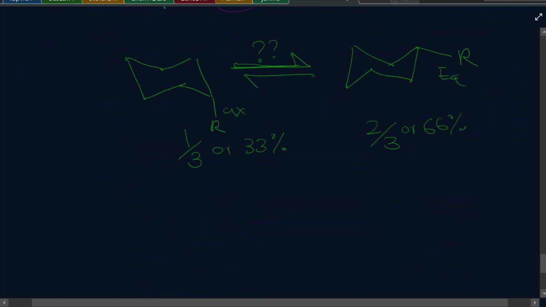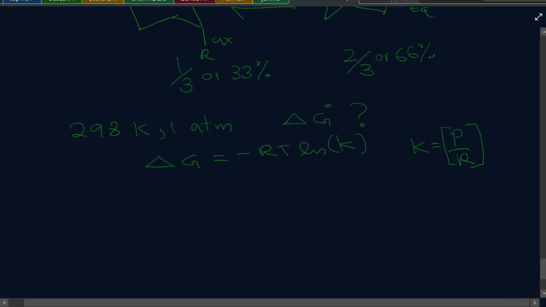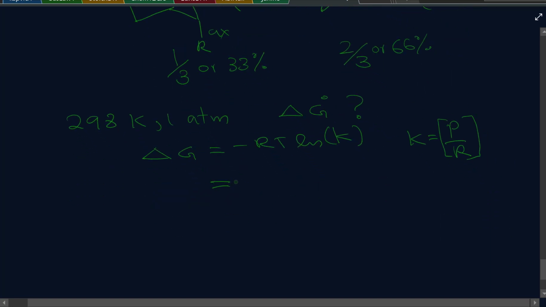I'm going to use the fractions just to show you the simple math, but you can plug in the percentage as well. The given conditions in the question are 298 Kelvin and 1 atmospheric pressure, so these are standard conditions. I'm going to write the standard condition equation, which is delta G equals minus RT ln K. K is product over reactants. In this case, the product is the right side ring chair, and the reactant is the left side chair, right?